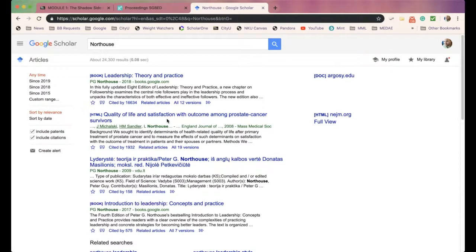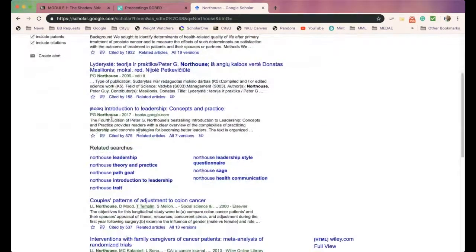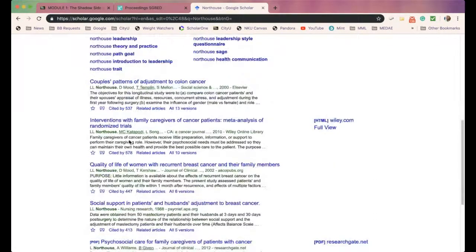But let's go down and look at some of the other articles. So here's another book that he has written. Now remember, we're looking at P.G. Northouse, not other Northouses. This book was written in 2017 and it's already been cited 500 times. So it's only a few years old and it's been cited many times. That's telling me that indeed that is a seminal author or an important author.